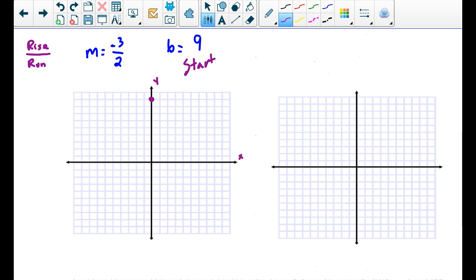So, in this case, it's okay because my slope is negative 3 over 2. So from the 9, I go down 3: 1, 2, 3. Positive 2: 1, 2. There's my next point. And I can do that as many times as I want. 1, 2, 3, 1, 2. I do it 3 times. Okay? So do this 3 times, and you can sketch your line.